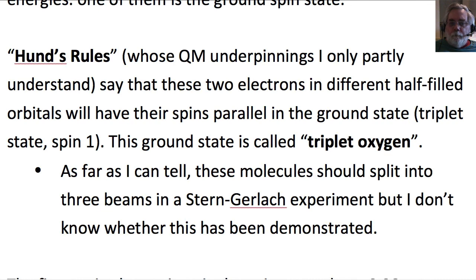Hund's rules, whose quantum mechanical underpinnings I only partly understand, say that these two electrons in different half-filled orbitals will have their spins parallel in the ground state. And so that will be a spin triplet state, spin 1. This ground state is called triplet oxygen. As far as I can tell, these molecules should split into 3 beams in a Stern-Gerlach experiment, but I don't know whether that's ever been demonstrated.